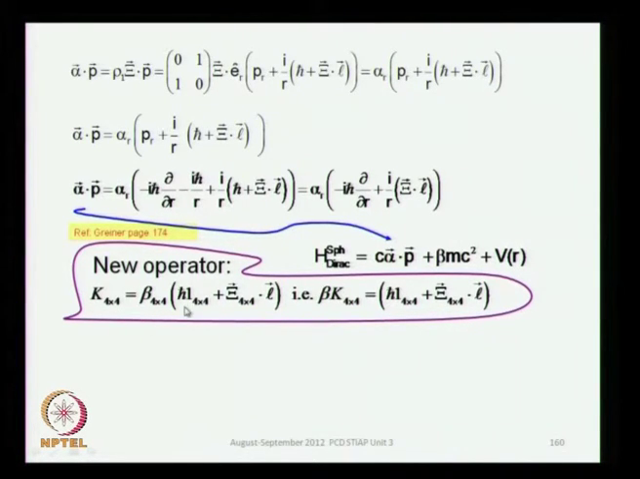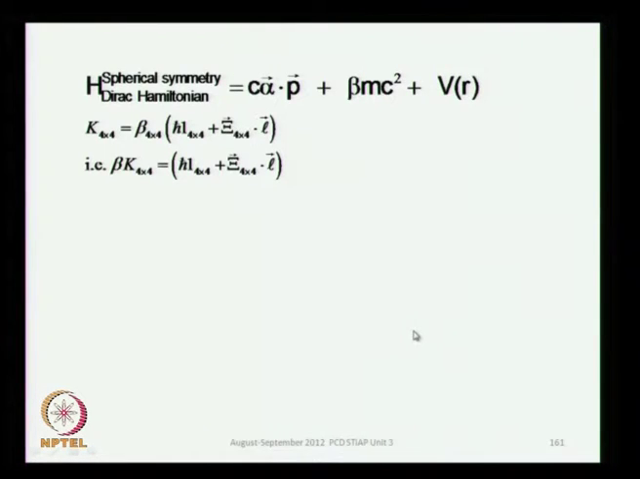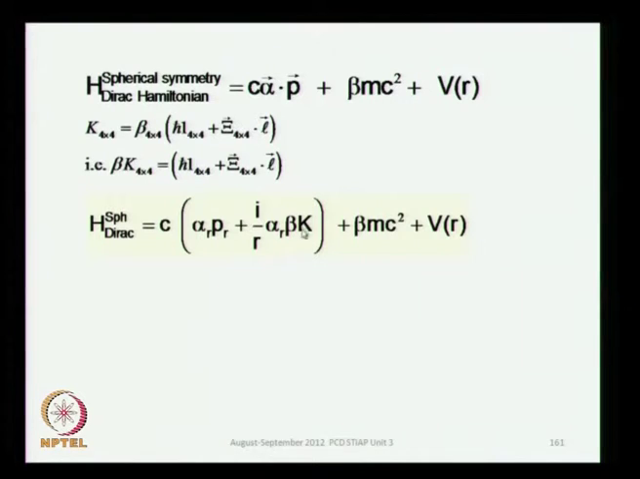It is defined as h cross plus sigma dot L, and in terms of this k, this alpha dot p now becomes alpha r p r plus i over r, and this h cross plus sigma dot L is beta k. Alright. So, this is now your alpha dot p, and now you can insert this in your Dirac Hamiltonian and find a beta k over here. So, this is what we have got, the beta k appears in the Dirac Hamiltonian.